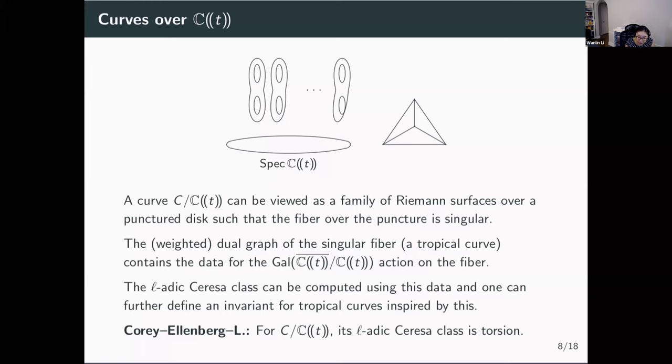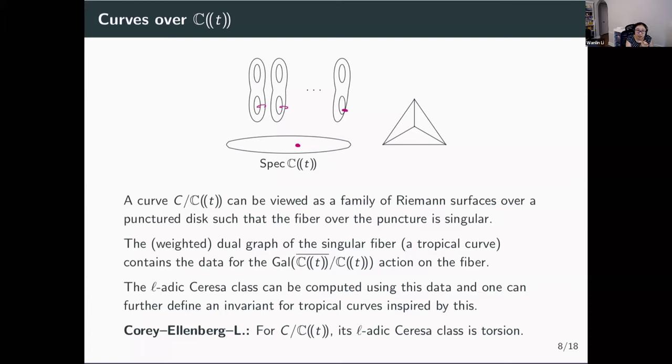You can think about a family of Riemann surfaces fibered over a punctured disk. And there are some loops on these Riemann surfaces that, when I approach the puncture, get shrunk. So if I want to compactify over the puncture, I will get a singularity there. So I will have a singular fiber over the puncture if I try to compactify it. But without the puncture, everywhere is smooth.